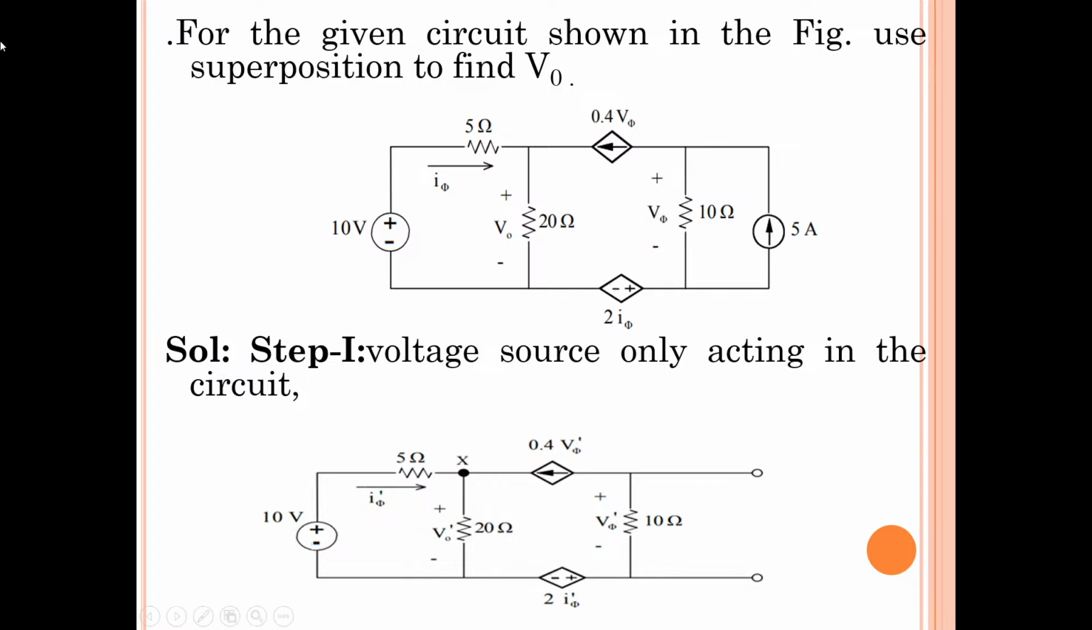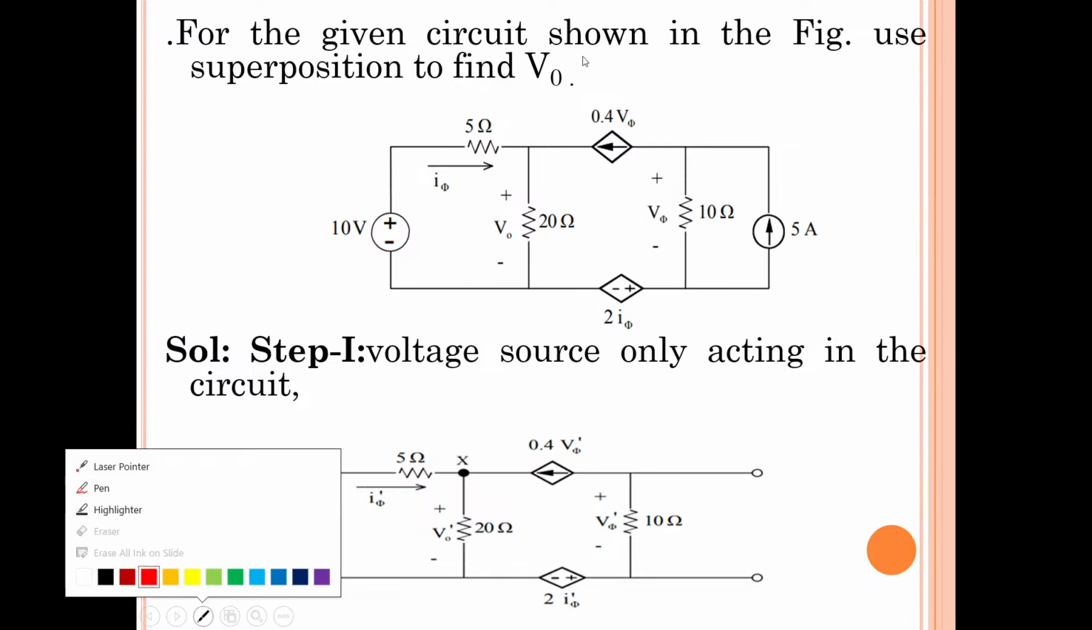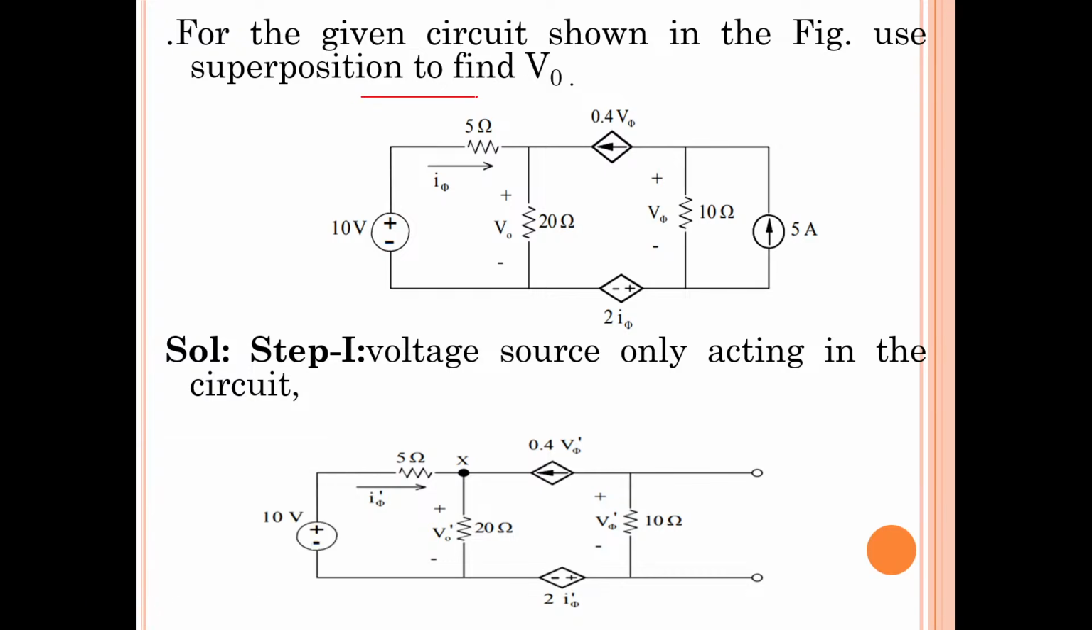Now here, what did they ask? Use superposition theorem to find V naught. So where is V naught? They have asked us to determine V naught using superposition theorem. This is V naught.